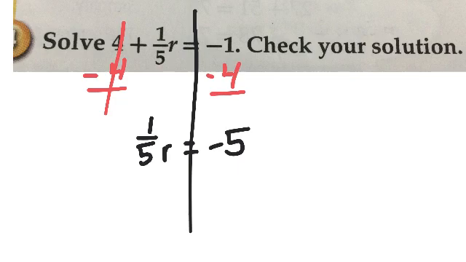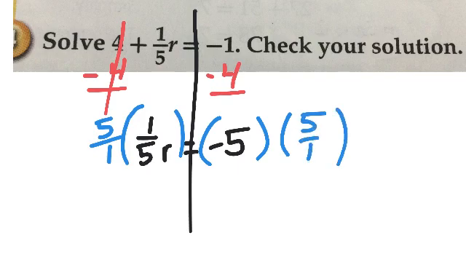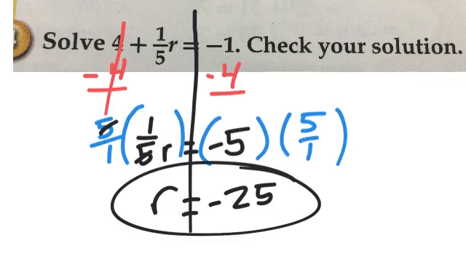Now r is being multiplied by 1/5, so how can I undo that? How do you undo multiplying by 1/5? You could divide by 1/5 if you have a calculator. You just put that in and it will do the work for you. I can't put that in because I do not know how to divide by a fraction. So I have to multiply by the reciprocal. Again, that's the other option that you have. So if I multiply by the reciprocal, the 5's cancel. That leaves me with an r. Negative 5 times 5 is negative 25. So if you put in divide by 1/5, you should have still gotten negative 25 as your answer.